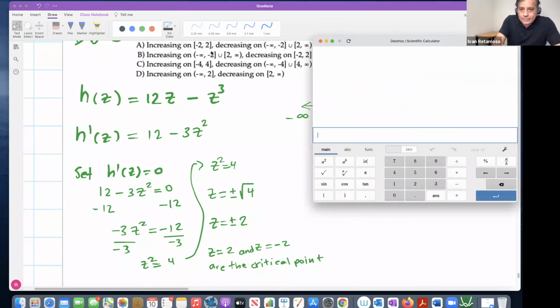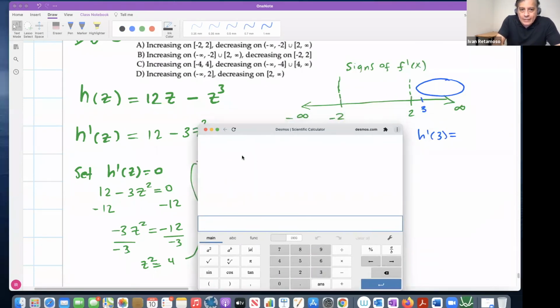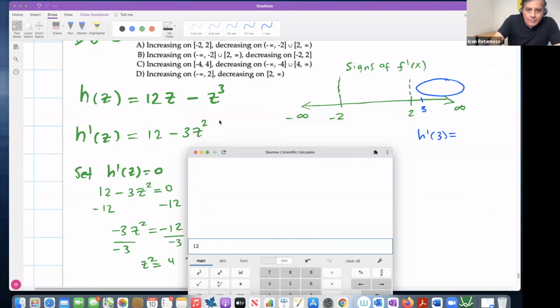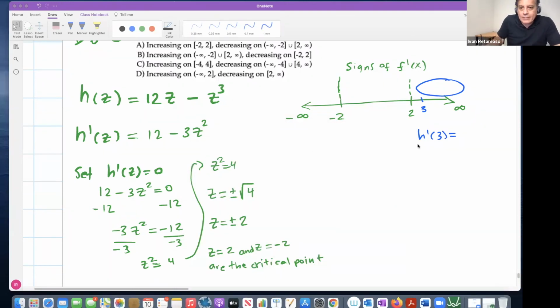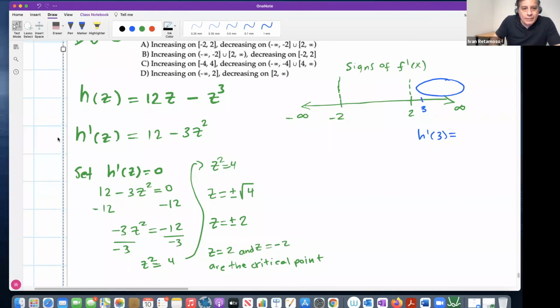Let's check. We are gonna get 12 minus 3 multiplied by 3 squared, right? It gives you minus 15, which is a negative number, right? So let's write it here, minus 15. Negative. So this is negative.